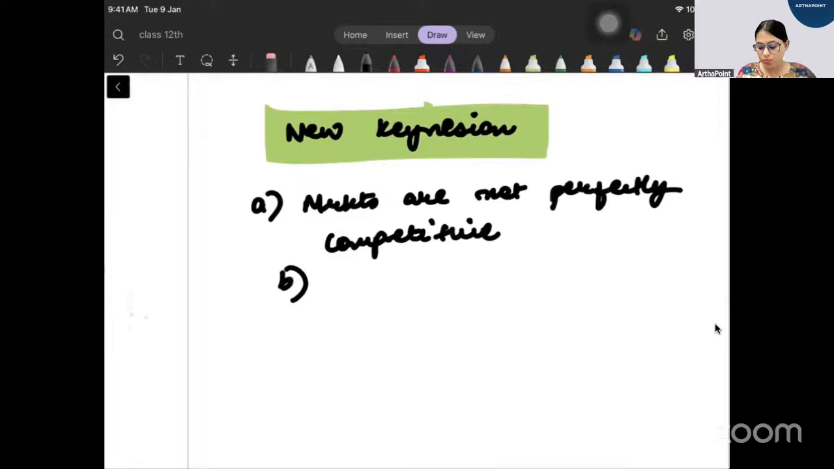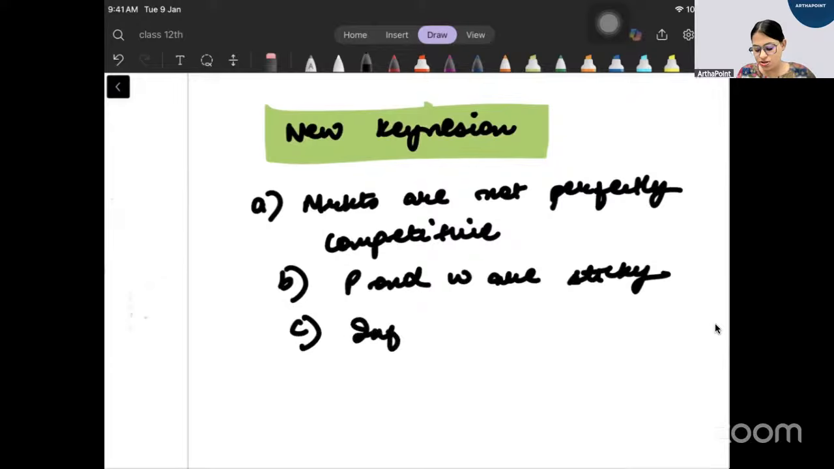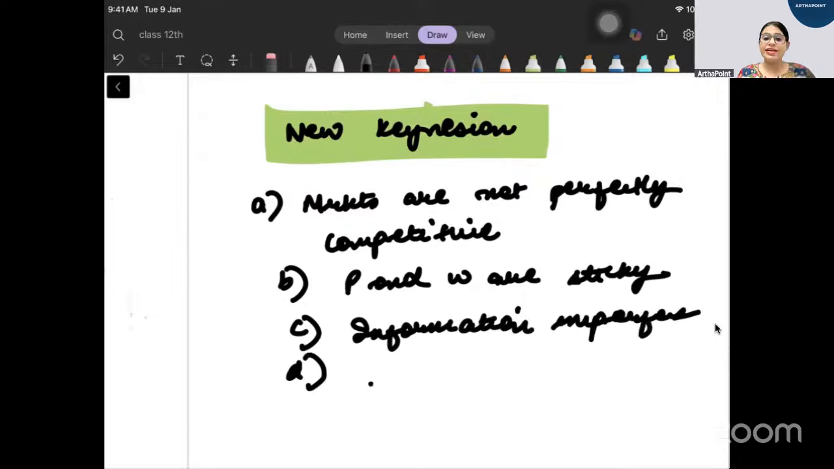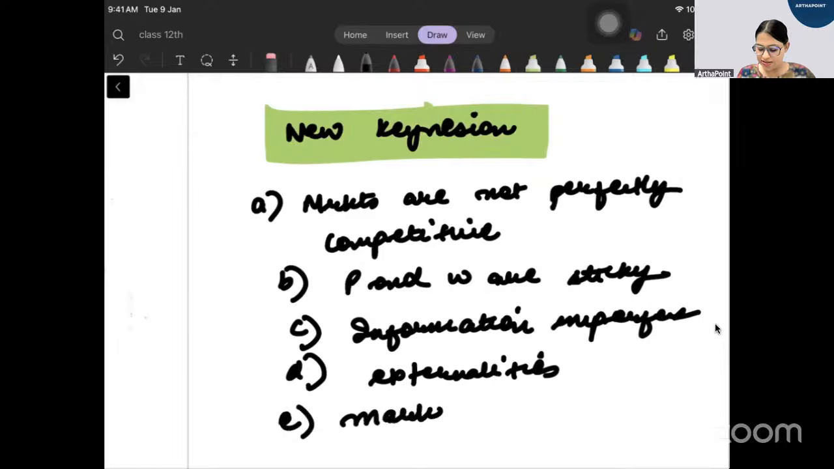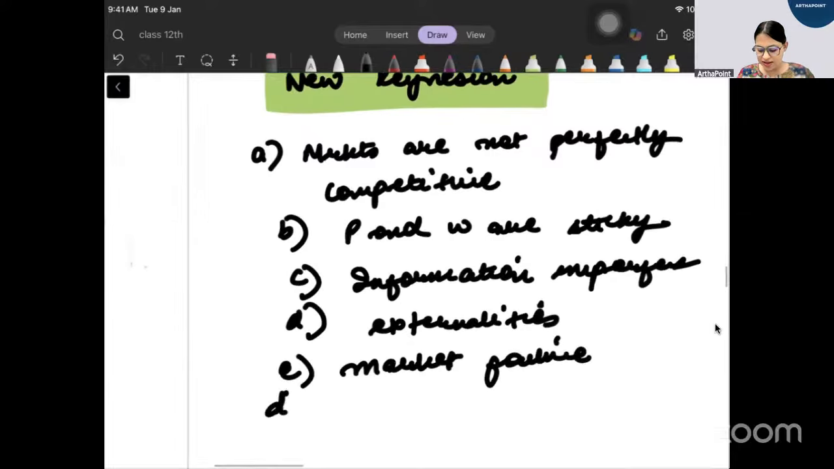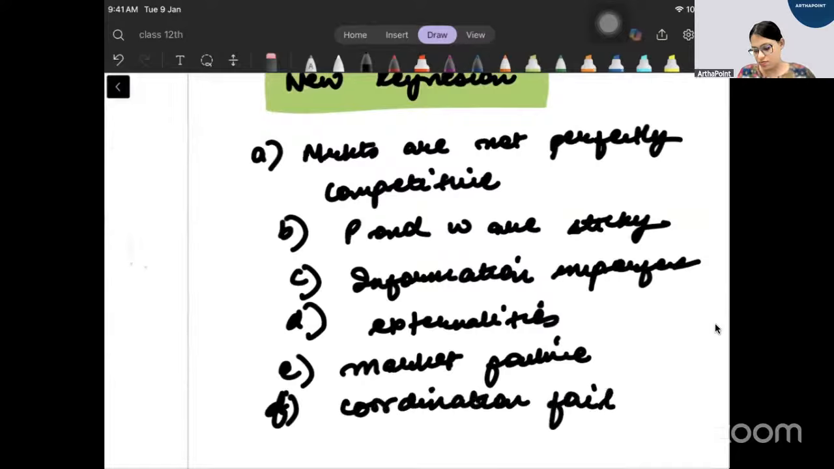Number 2, उन्होंने बोला price and wage are sticky. Number 3, they said information is imperfect. Number 4, they said externalities can exist. Number 5, they said market failure can exist. Number 6, they said that there can be coordination failure.